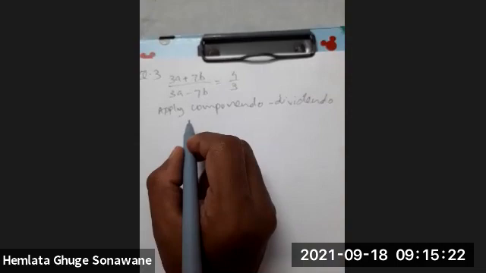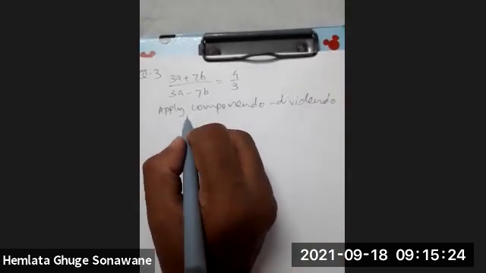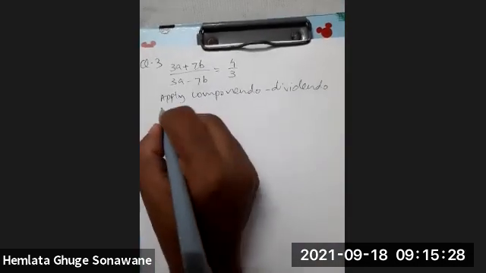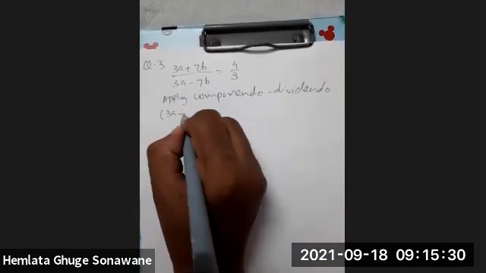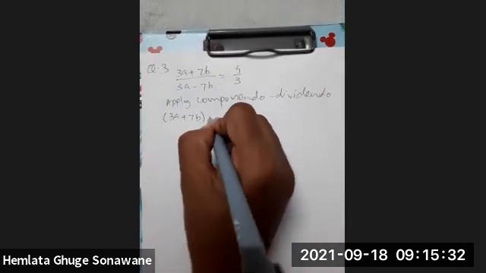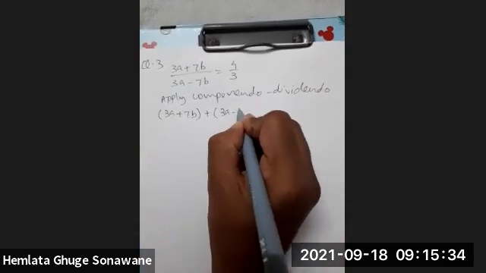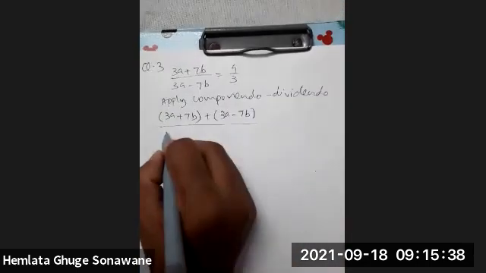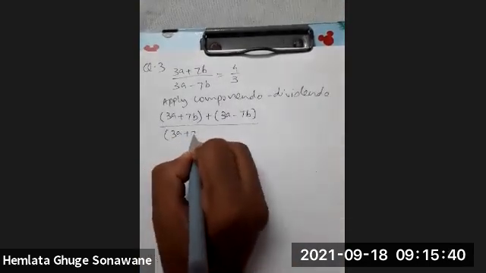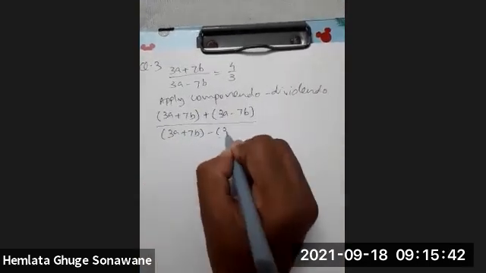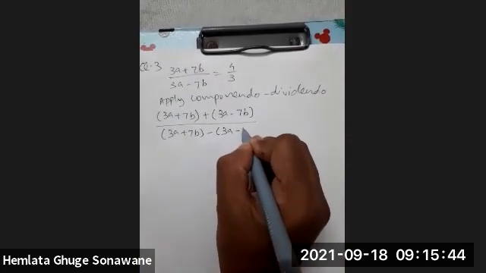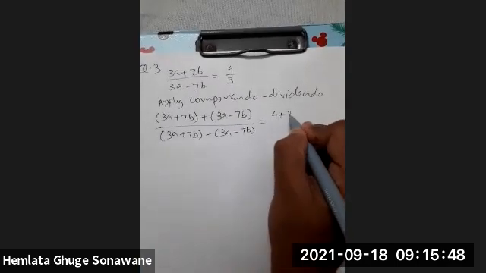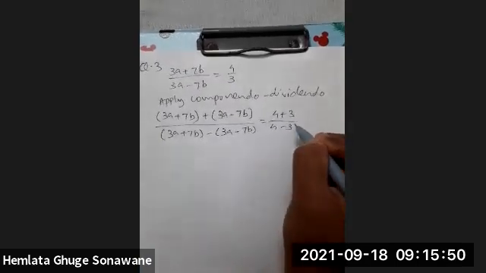That will get the value of a and b. So here, (3a plus 7b plus 3a minus 7b) upon (3a plus 7b minus 3a minus 7b). Here 4 plus 3 is, 4 minus 3.